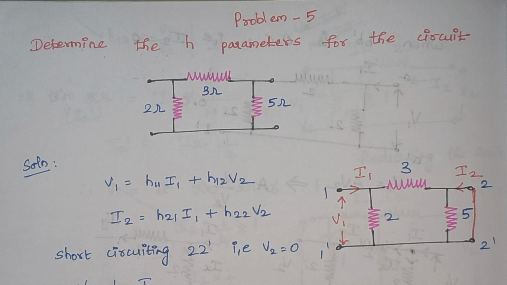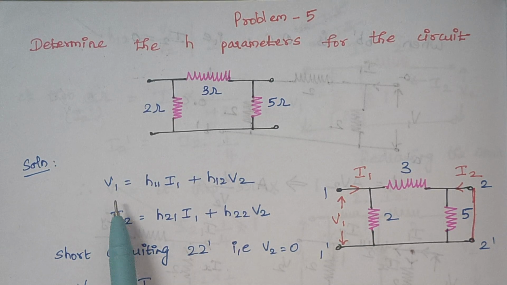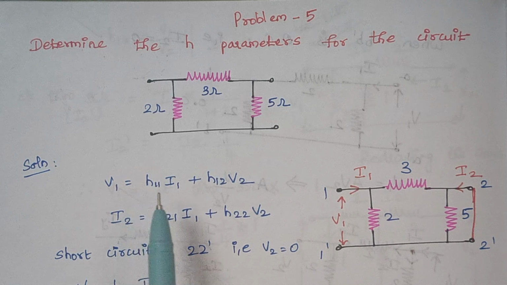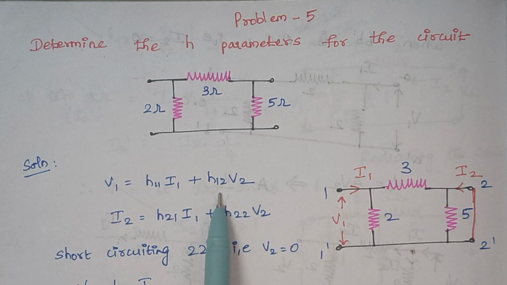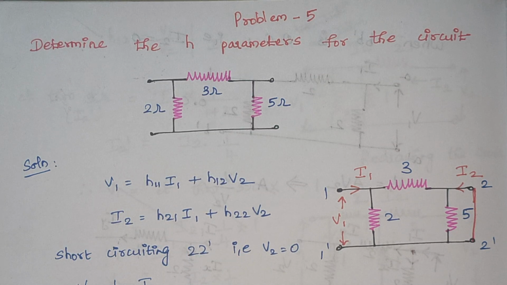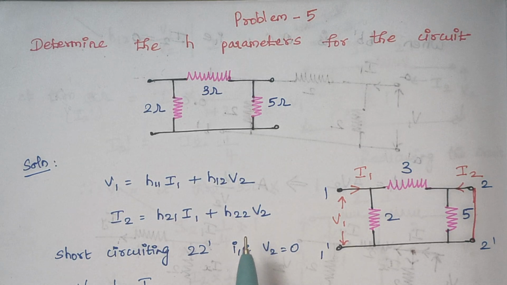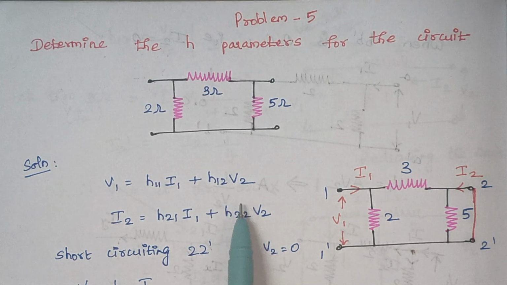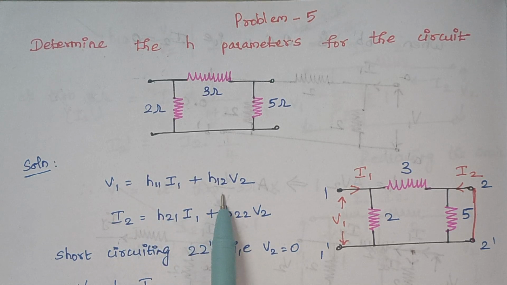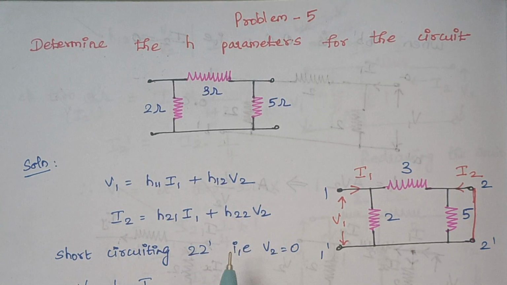First we start with basic equations. So it is given by V1 is equal to H11 I1 plus H12 V2. I2 is equal to H21 I1 plus H22 V2. So now we are going to find all the four parameters. So here the parameters are H11, H12, H21 and H22.